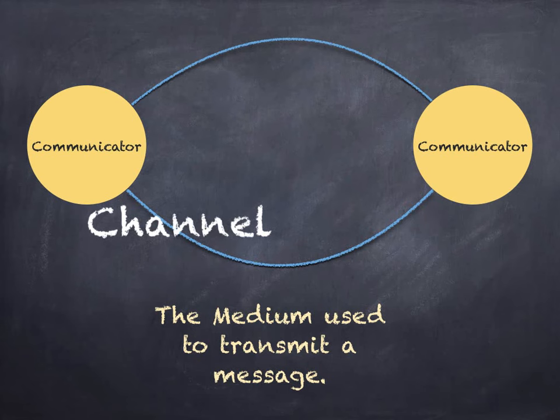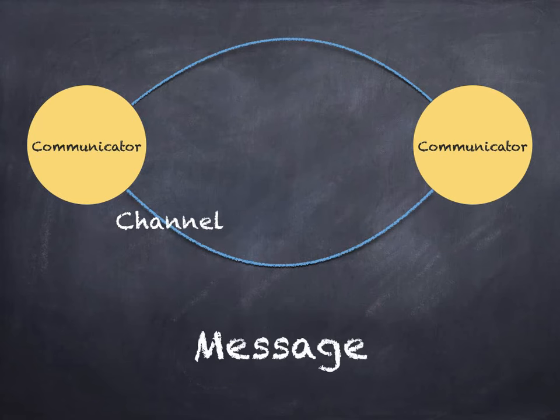There are also many channels that we can use when we're not communicating face-to-face. For example, we can use the telephone, we can use a text message, we can use the television. There are all sorts of different channels that we can use. Every single one of them is very similar. It is the medium used to transmit a message. Now that we understand the channel, let's figure out what a message is.